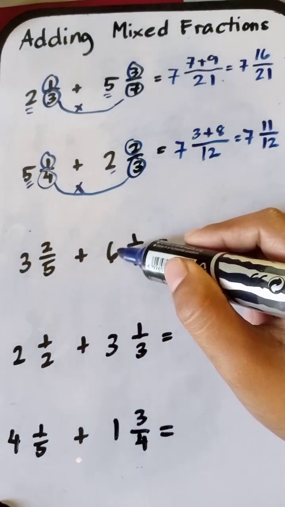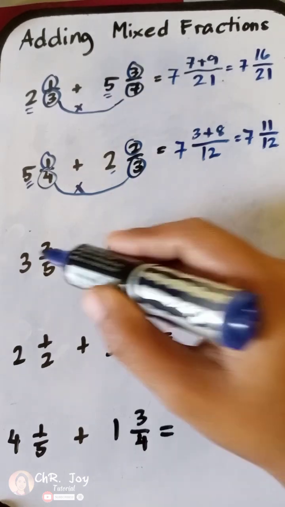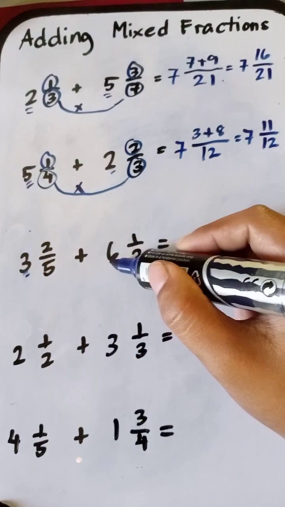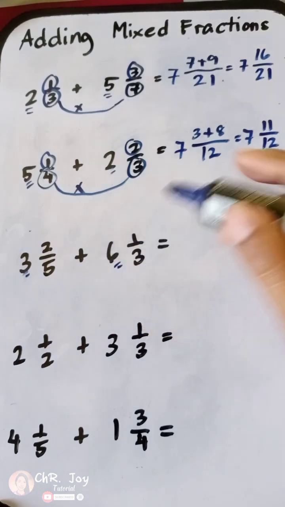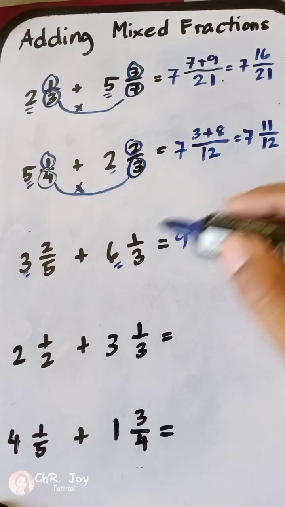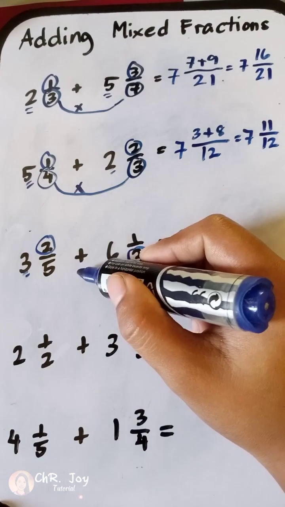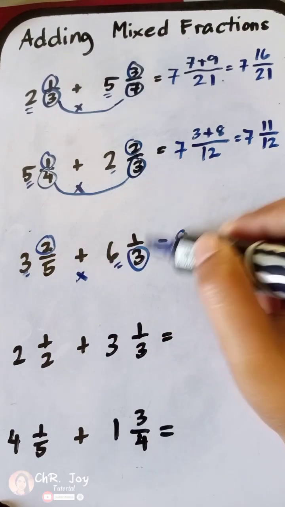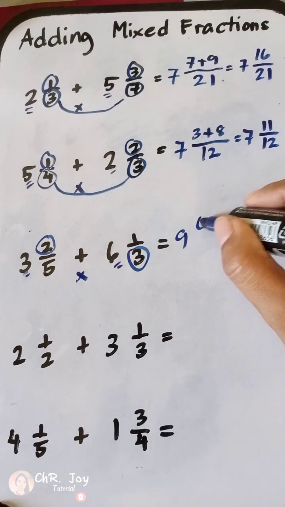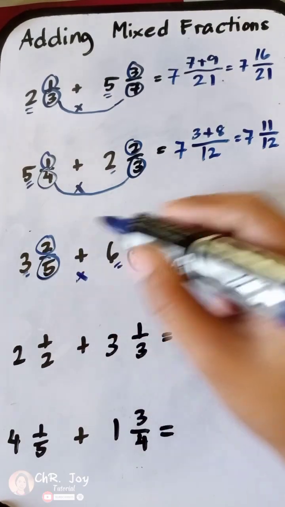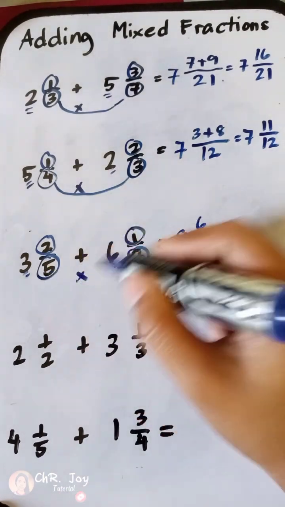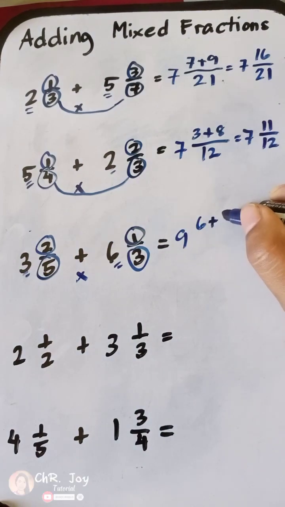Next, we have 3 2/5 plus 6 1/3 is equal to, okay, now let us add both the whole numbers. 3 plus 6 is equal to 9. And let us multiply 2 and 3. So, 2 times 3 is equal to 6. And 5 and 1, so 5 times 1 is equal to 5.